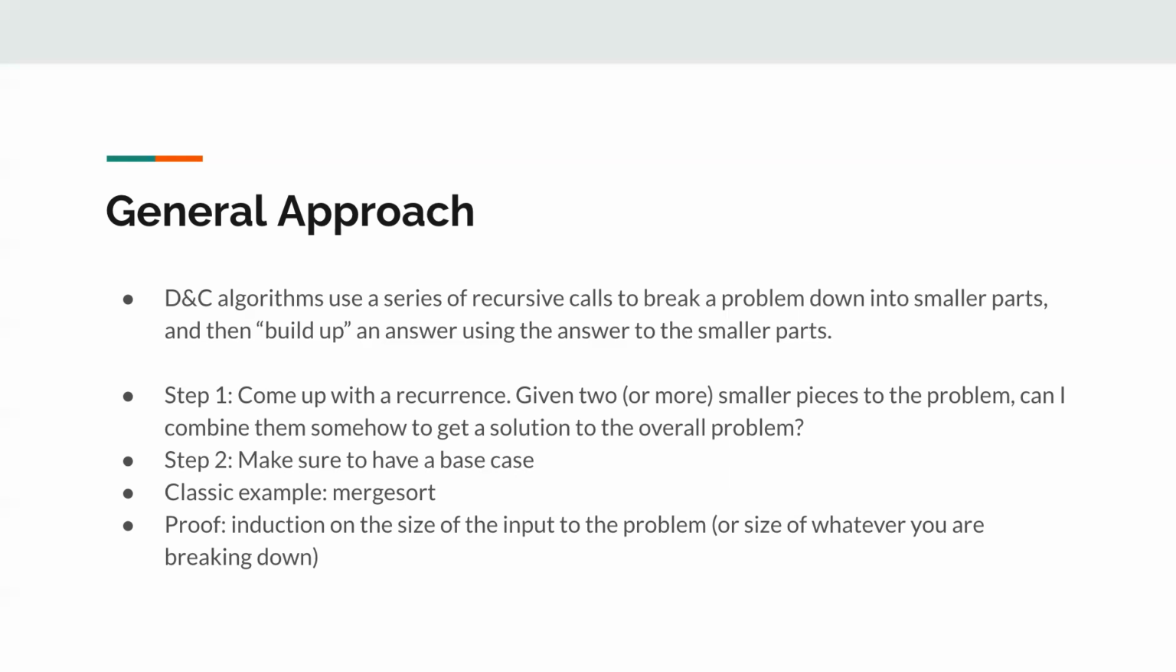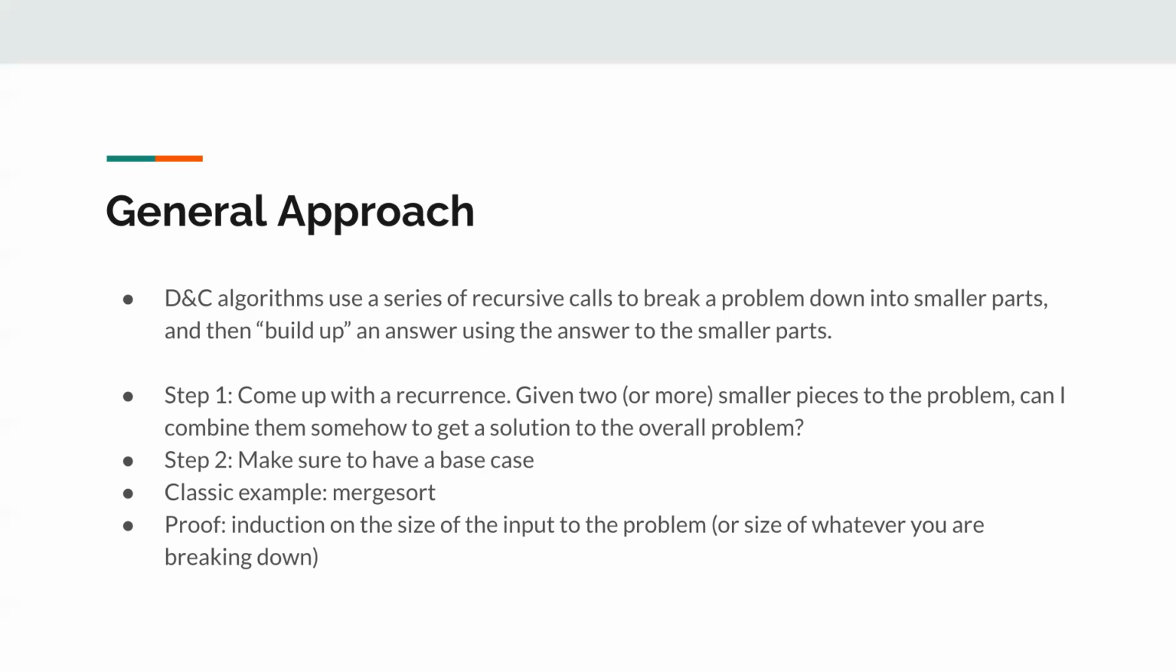Generally the proof for D and C algorithms is going to be induction, and so we just induct on the size of the input of the problem, or the size of whatever you're breaking down. For the inductive proofs, I recommend the same structure, don't overthink it. The base case should just be your length one array, length two array, whatever you were using as a base case, just proving that your D and C function returns the correct answer for that size.